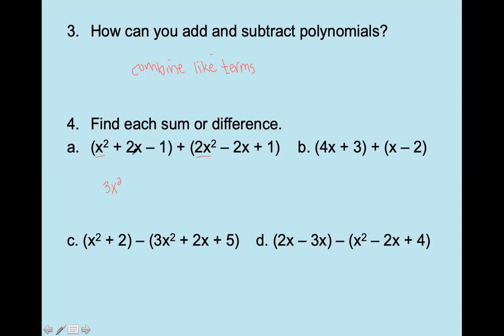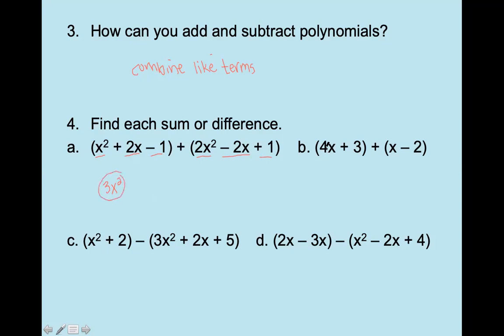Then we have the x tiles, and those are the ones that in the picture look like they just have a big plus on them. So we have a 2x here plus a negative 2x. Well, 2x plus negative 2x is 0, so I don't even need to write that one down. And then I have a negative 1 plus 1, which is also 0. So A, we should just have 3x squared.